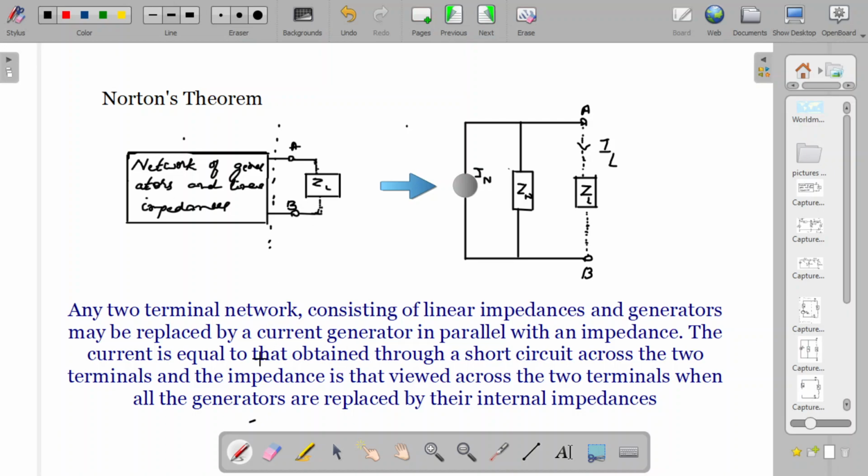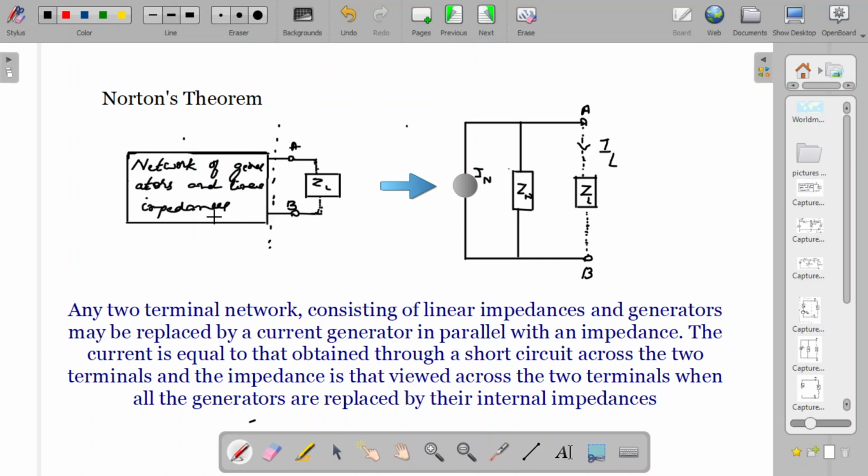Now what is the impedance ZN? It is the impedance viewed across the two terminals when all the generators are replaced by their internal impedances. So ZN is the impedance at the two terminals when you look into the circuit from these two terminals, what is the equivalent resistance?